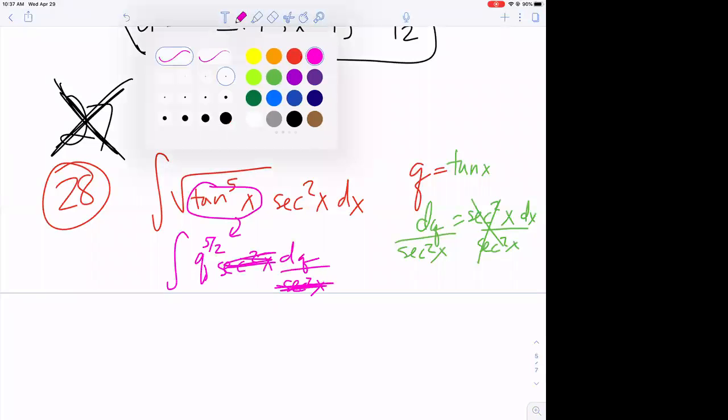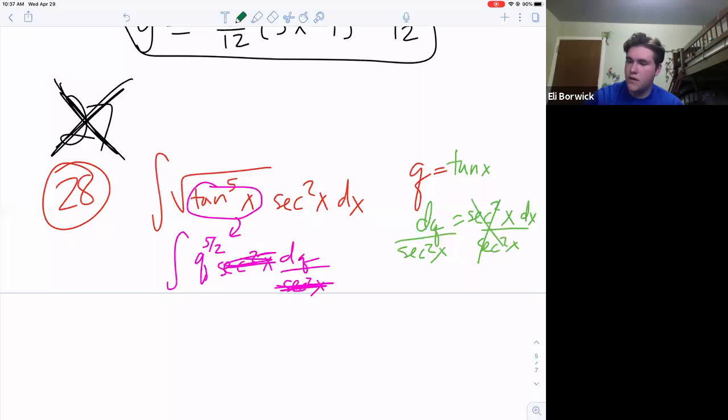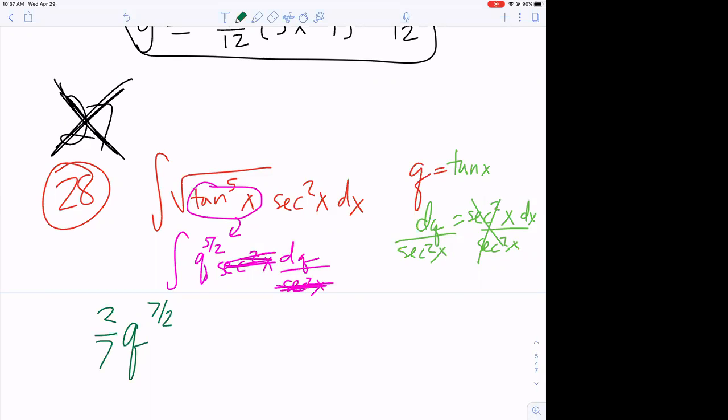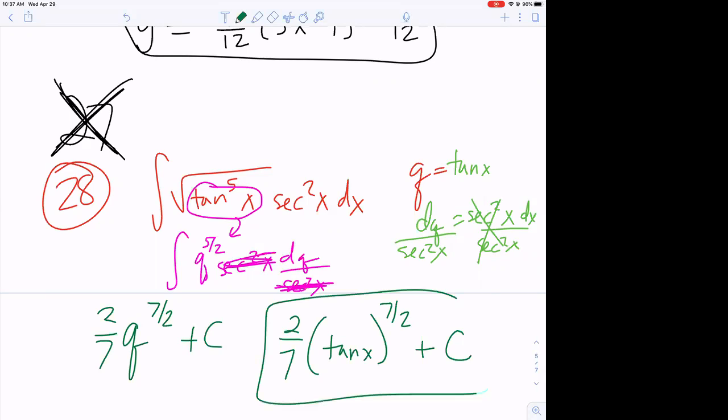What's backwards from Q to the 5/2? 2/7 Q to the 7/2. Nice. So then your final answer is 2/7 tan to the 7/2 plus c. Now you're more than welcome to make that the root of tan to the 7th, but I would just say keep it like that. That was the one hard part about that one, I think.